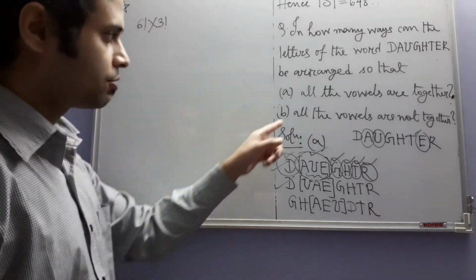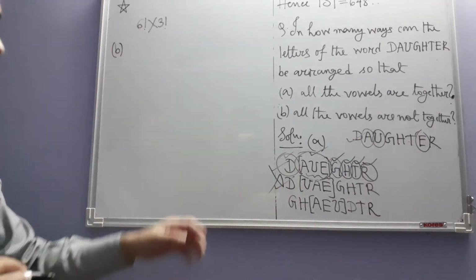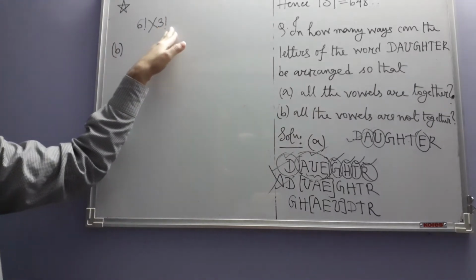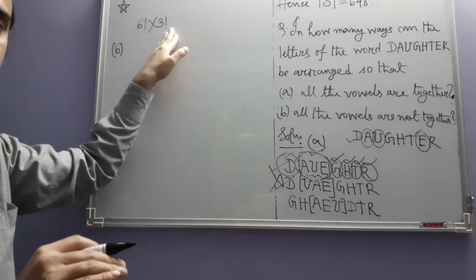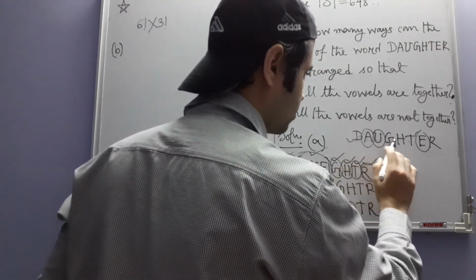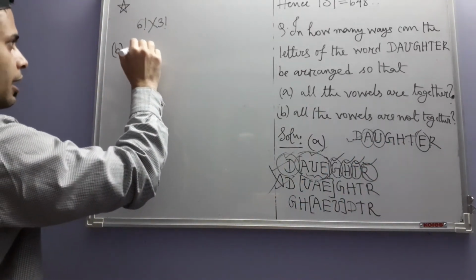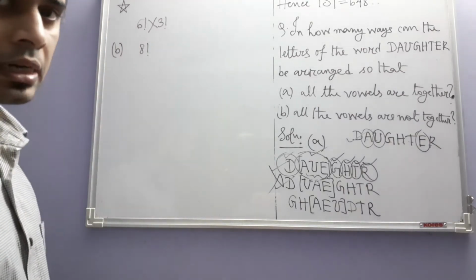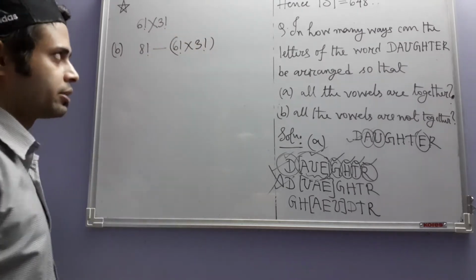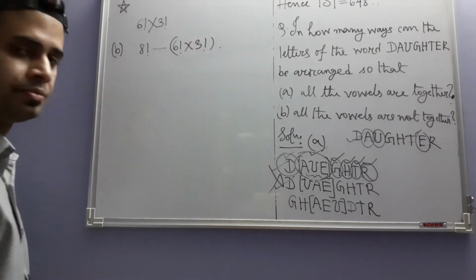In part B, we have been asked to find those where the vowels are not together. From the total number of permutations, without any of these restrictions, if we subtract the number of permutations where the vowels are together, then that will give us the number of permutations where the vowels are not together. Now the total number of permutations, how many letters were there? 8, I think: 1, 2, 3, 4, 5, 6, 7, 8. So these letters can be arranged without any restriction in 8 factorial ways because they are distinct. Minus this, the number of permutations where the vowels are together. So this gives us the number of permutations where the vowels are not together. And this is the answer, right?